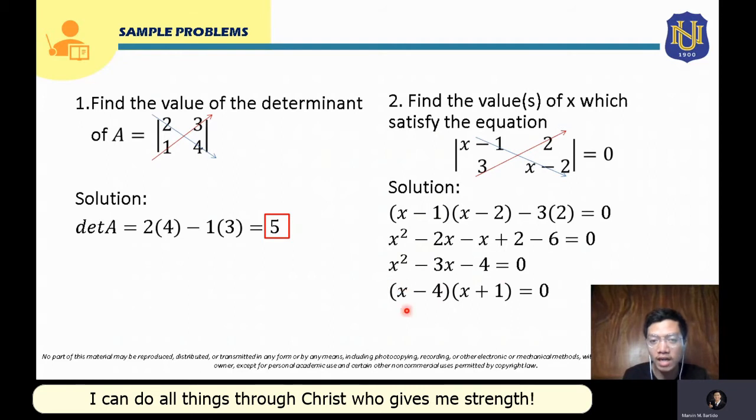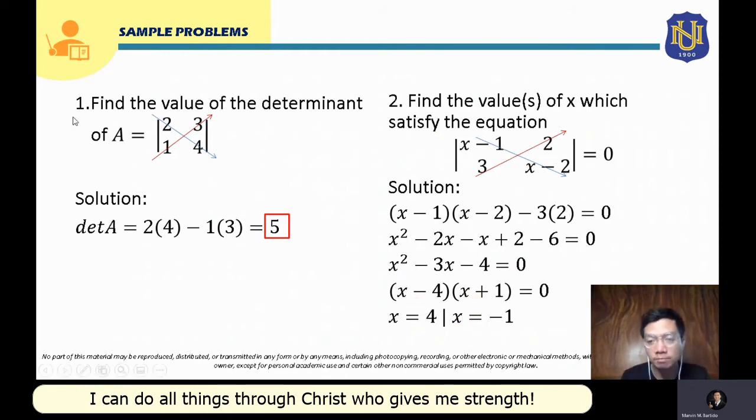So we can now rewrite it this way: x minus 4 times x plus 1 is equal to 0. From here, these will be the values of our x. If we solve x minus 4 equal to 0, the value of x will be 4. And if we solve x plus 1 equal to 0, that will be x equal to -1.